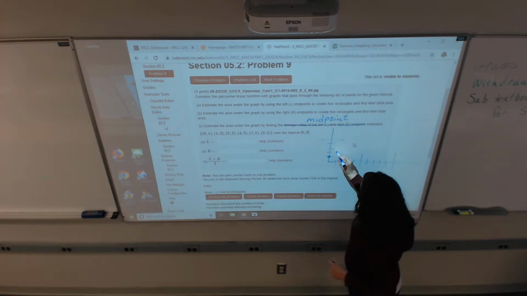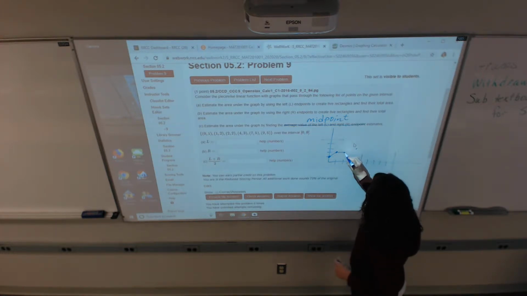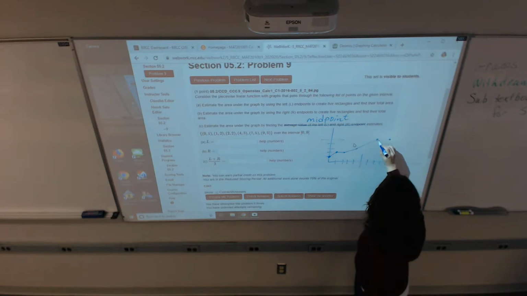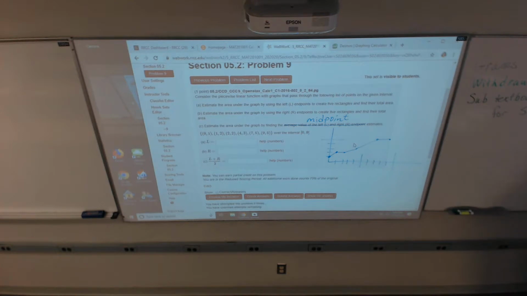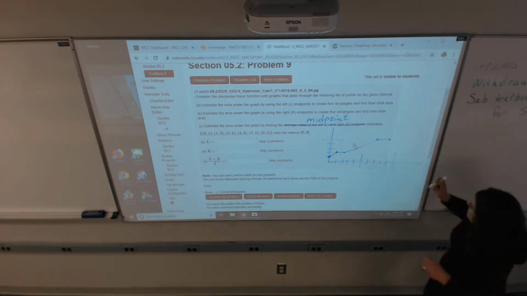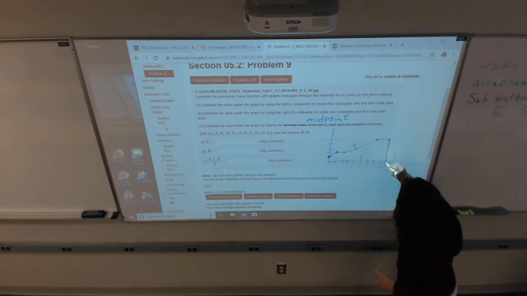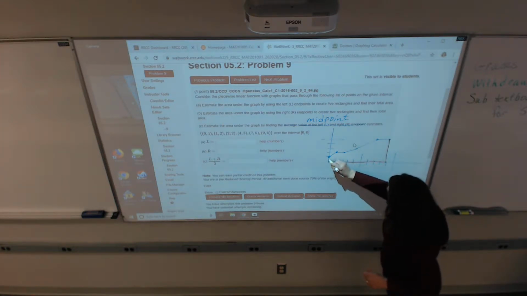1, 2 is here, so that's a straight line segment. 2, 2 is here, so that goes horizontally across. 4, 3 is here, so that's a straight line to there. 7, 5 would be here, so that's a straight line. And 9, 5 is also here. And they want the area between the interval from 0 to 9. So you're talking about this region right here.